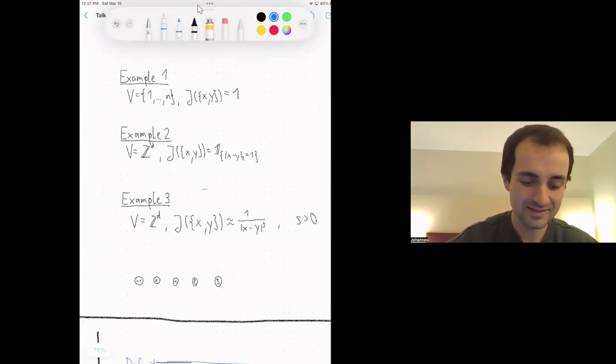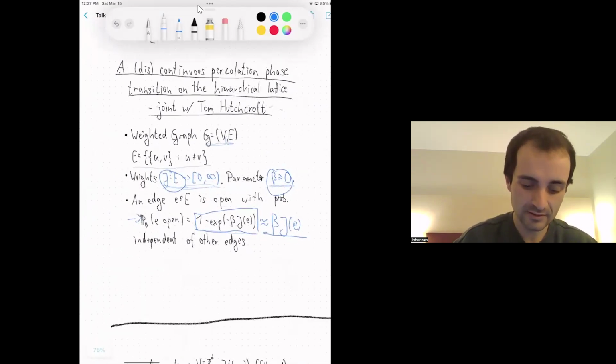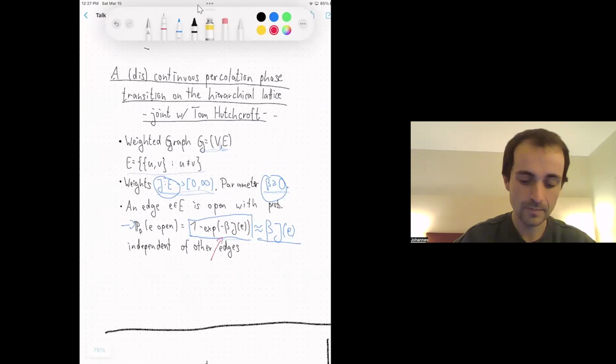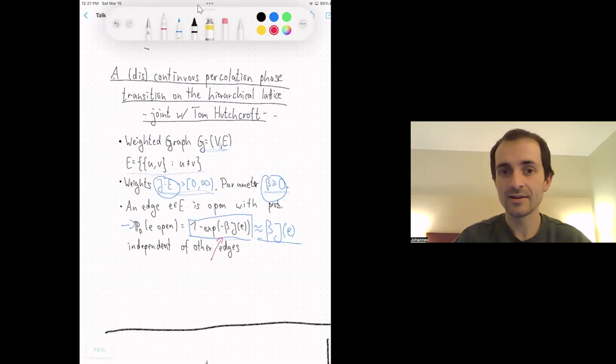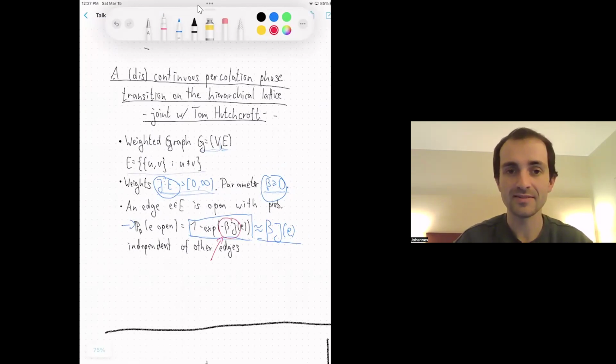But maybe let me first say something here. Note that this function is monotone in both beta and J. If you increase beta, there's a higher probability that the edges are open, and when you increase J, there's also a higher probability that the edge is open. Note that this function only depends on beta times J, but the way to think about it is that J is fixed and you vary beta. That's why we write it like this.